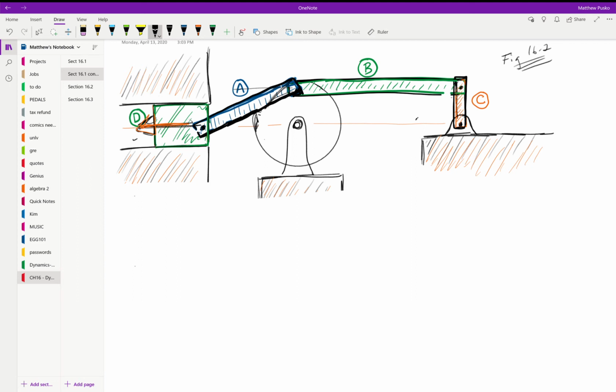Alright, let's take a look at figure 16.2 from the book. It pretty much wraps up every type of motion that we're going to be dealing with. In this system, I'm going to move right to left, even though something like a piston right over here might actually usually be the driving force. Let's analyze it right to left.